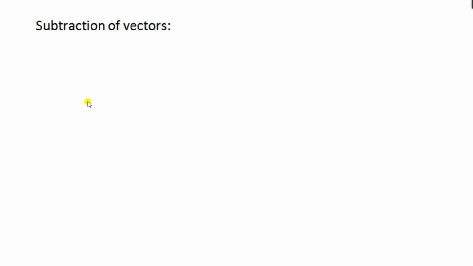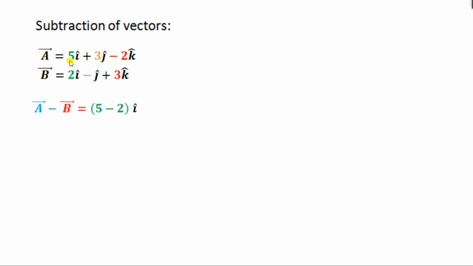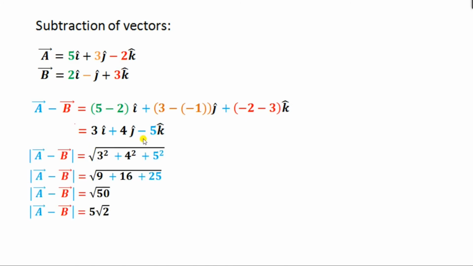Now, subtraction of two vectors. In subtraction also we subtract the like terms. So A minus B will be given by (5 minus 2)i plus (3 minus of minus 1)j plus (minus 2 minus 3)k. When you solve this you will get this, and if you want to find the magnitude you can find it as root over 3 square plus 4 square plus 5 square, that is 9 plus 16 plus 25, root over 50 or 5 root 2 is the magnitude of A minus B.